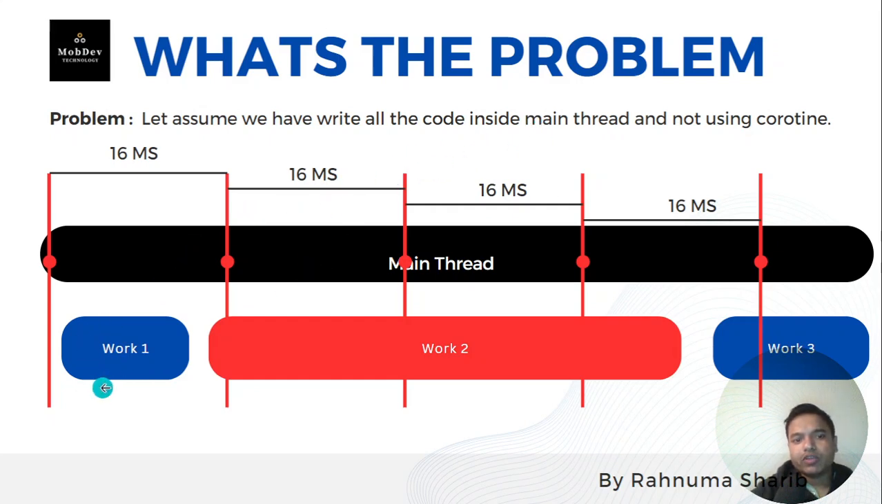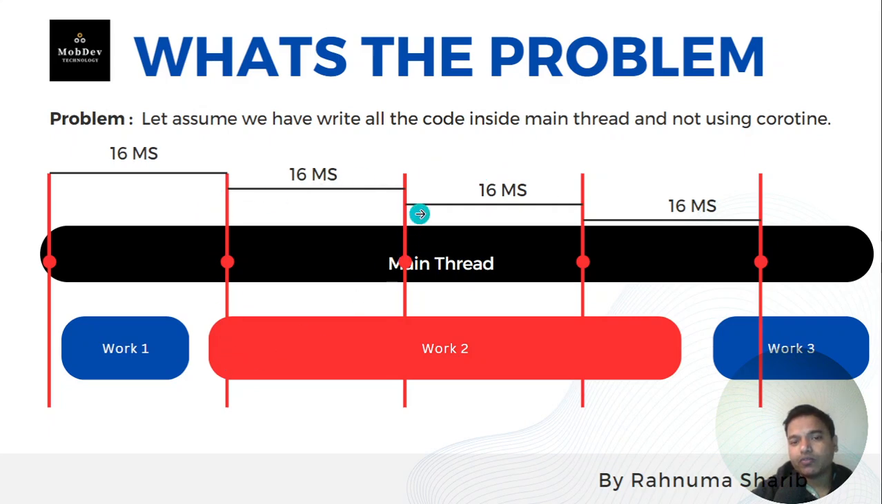So let us assume we are doing work one. We are doing all the work on the main thread. Work one is started and finished. Then it starts doing work two. At that time, you see that work two is taking a longer time to complete. Assume that work two has taken 32 milliseconds to get completely done. But if we take 32 milliseconds, then what happens?